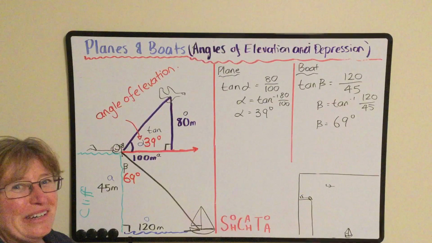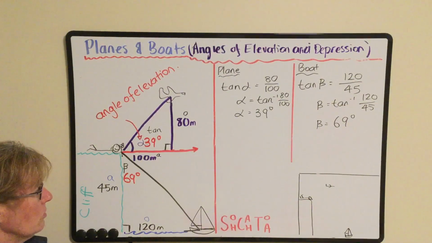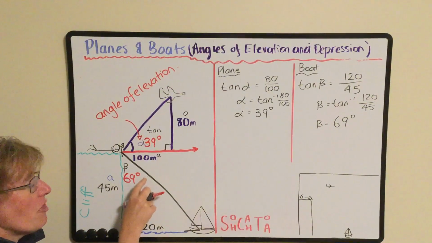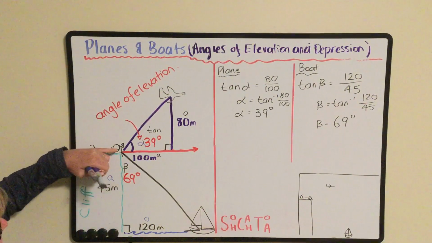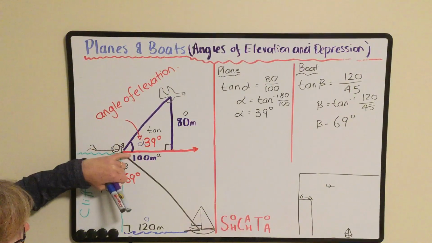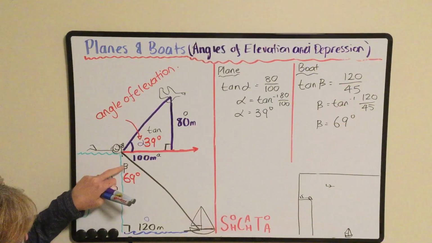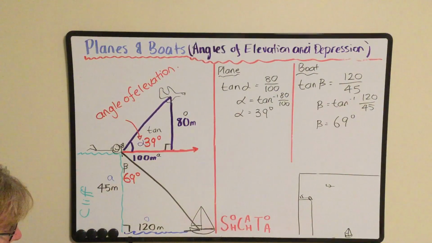Now this is where you have to be really, really careful. We have not just found the angle of depression. We found this angle in here. But that's not how far down this person had to look. This person had to look down, whatever that angle in there is, to see the boat. They didn't look down 69 degrees. 69 degrees is in here.